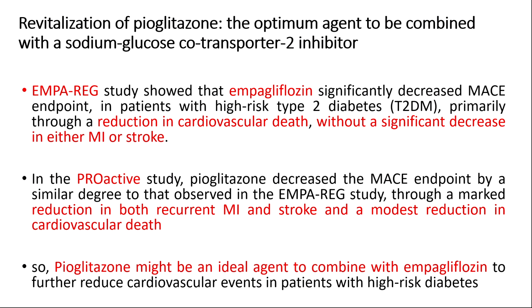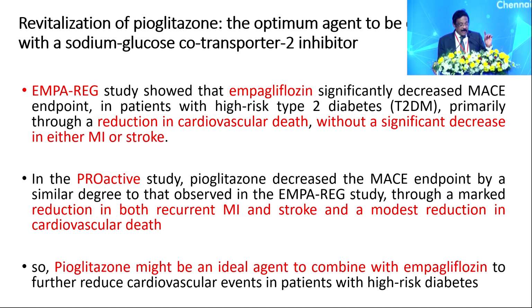The EMPA-REG OUTCOME study showed that empagliflozin significantly decreased the MACE endpoints in patients with high risk type 2 diabetes, primarily through a reduction in cardiovascular death without a significant decrease in either myocardial infarction or stroke. So cardiovascular death is reduced, but there is not much improvement in myocardial infarction and stroke in the EMPA-REG OUTCOME study. If you see the PROactive study of pioglitazone, it has a reduction in both recurrent MI and stroke, with a modest reduction in cardiovascular death.